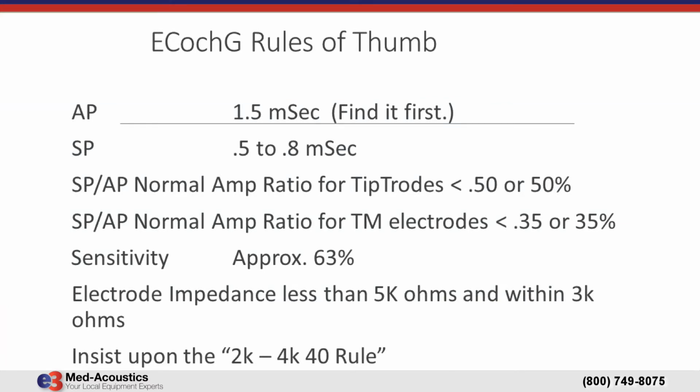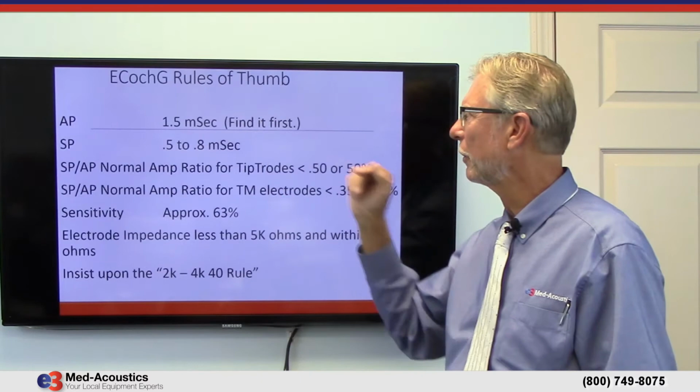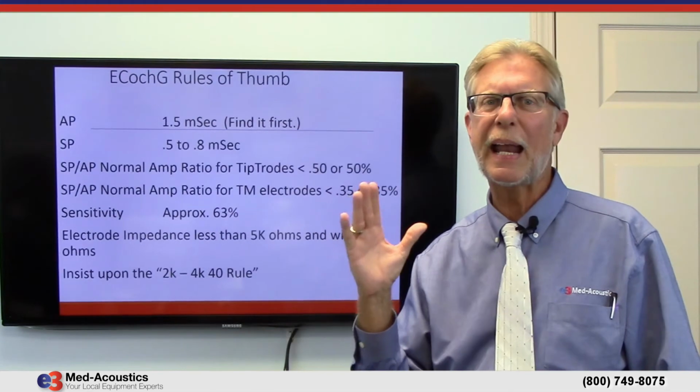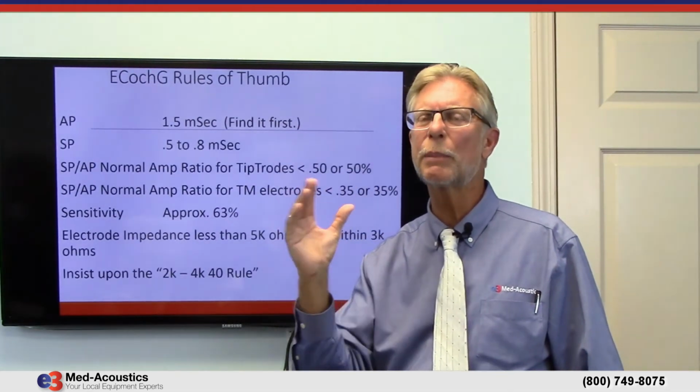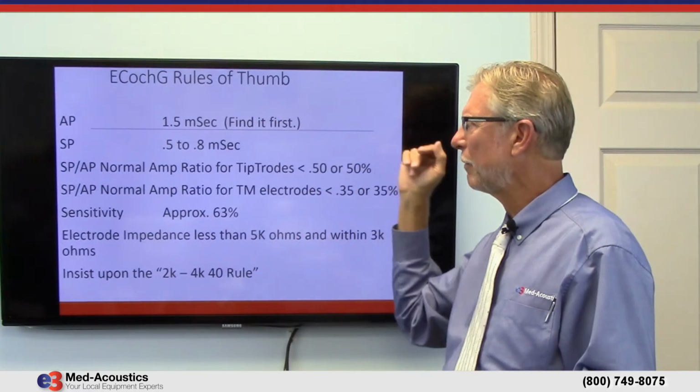Okay, so here are the ECoG rules of thumb. We call them rules of thumb because they are variable, but they're really good to know. You're going to find the action potential when you do this at 95 dB, around 1.5 milliseconds. If you're going to find it at all, you're going to find it around 1.5 milliseconds. And I always look for this first. You have to have an action potential, and that action potential has to be clear and repeatable if you're going to have a test at all. And so mark that and find it.